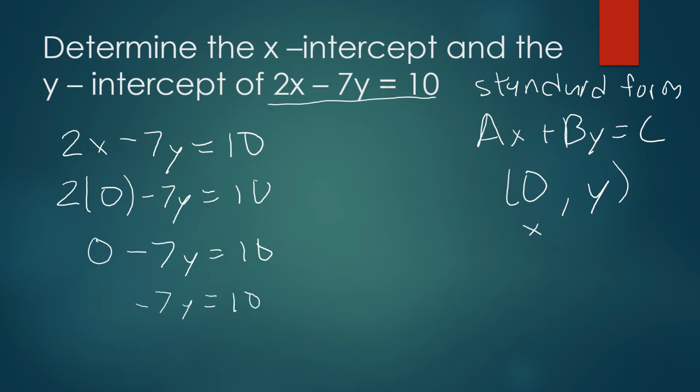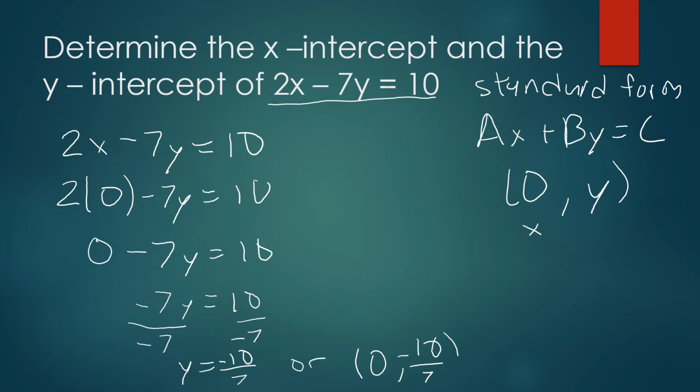Now at this point, we're going to use the multiplicative inverse again to divide by negative 7. So we know that y is equal to negative 10 divided by 7. Or you could write it as 0, negative 10 over 7, or 0, negative 1.42.